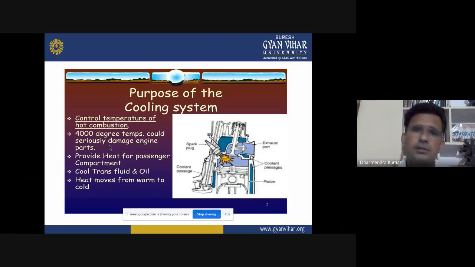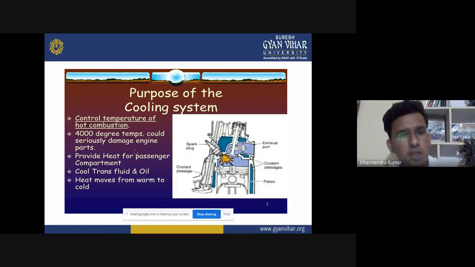By applying the cooling system around the cylinder, it decreases the rising temperature, which increases during the combustion process. The cooling system decreases almost 20% of the heat generated during the combustion process. Now the next point is that almost 4000 degree temperature could seriously damage the engine parts if you do not provide a cooling system.